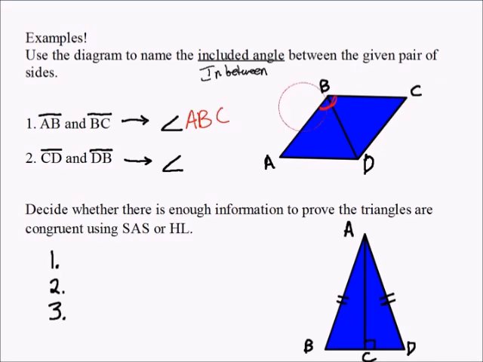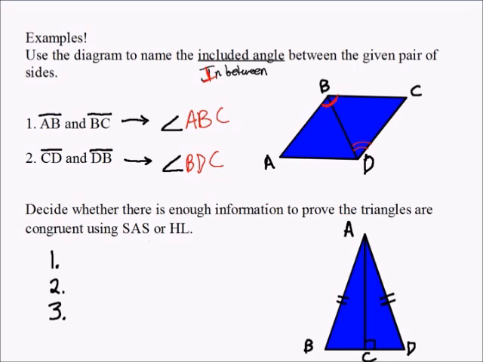Let's go ahead and erase that. Well, actually, no, let's keep that. If I have side CD and DB, then I'm looking at this angle in between. So here's the side and here's the side. So I must want angle BDC. And problems in the homework are going to look like that. So just make sure you give me the angle that's in between.